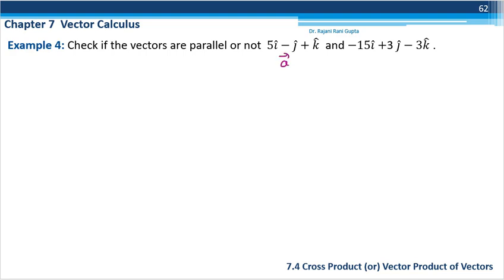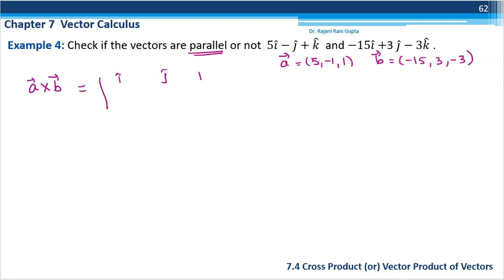To check if these two vectors are parallel or not, writing the vector, let me say this is vector A, this is vector B. I'll write it in the component form as 5, minus 1, 1. This in the component form as minus 15, 3, minus 3. Finding the cross product. Remember, for parallel, cross product. For perpendicular, dot product. Okay? So don't miss this thing.